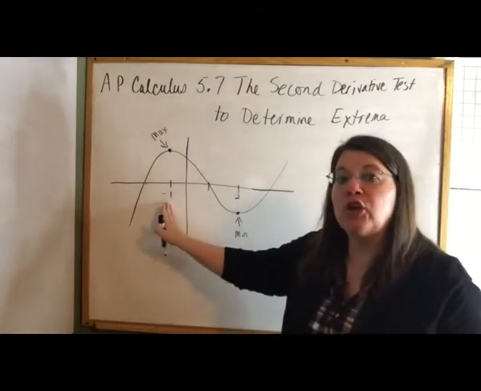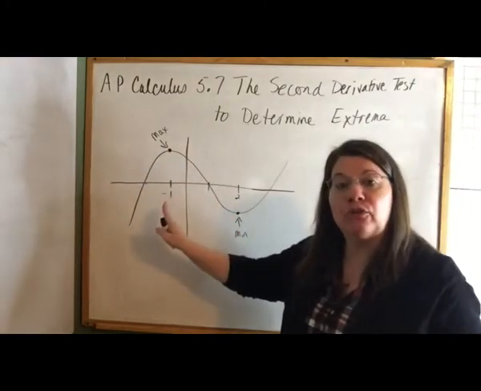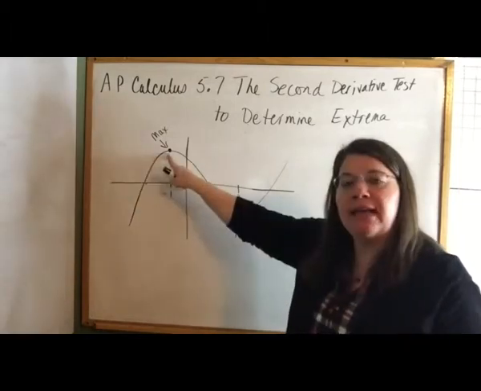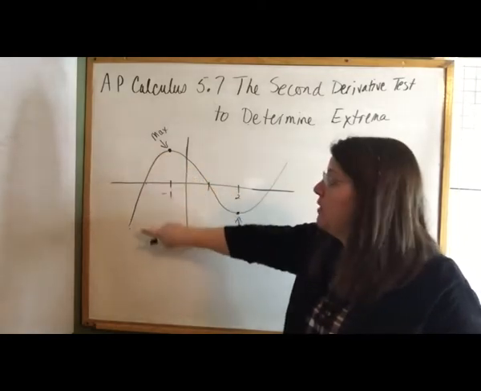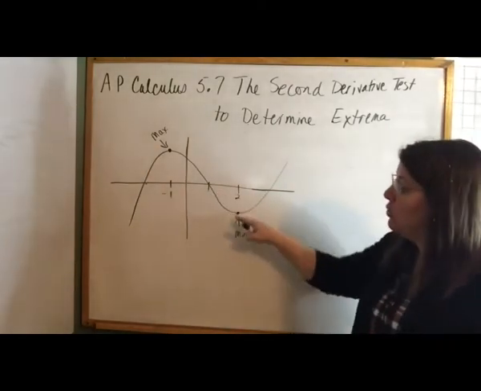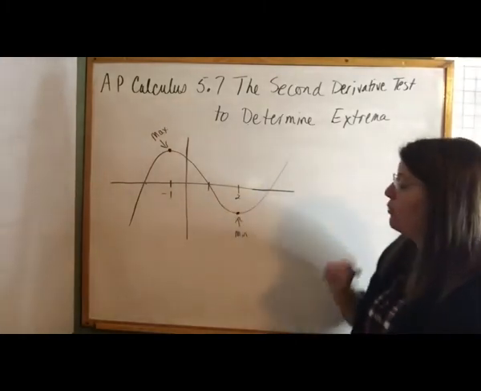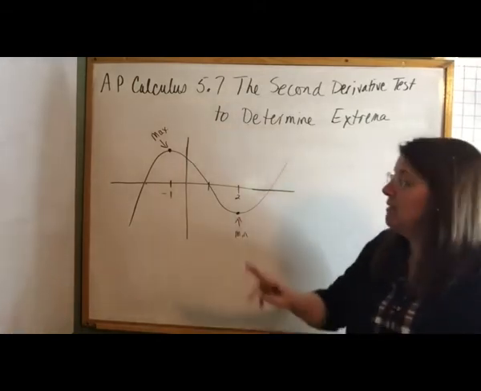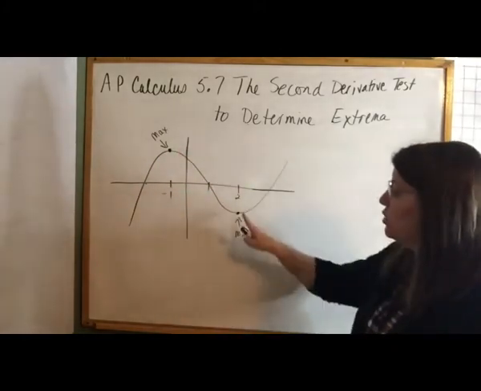If we have a critical value where f double prime is negative, then it's concave down, and that critical number is going to be a relative maximum. You have maximums when the function is concave down at your critical values. If you have a critical value that is concave up, then it is a minimum. So it's opposite of what you would think. If it's concave down at a critical value, you have a maximum. If it's concave up at a critical value, you have a minimum.